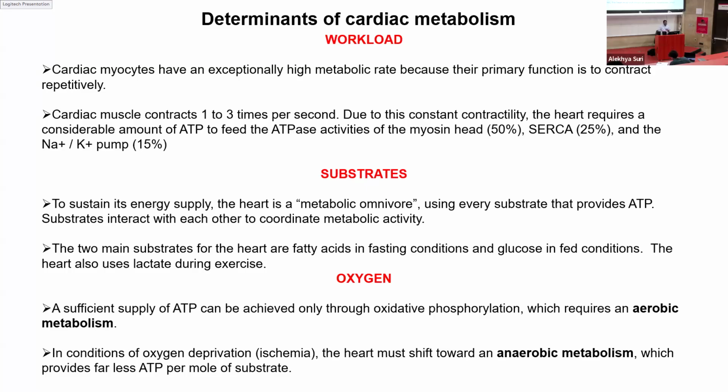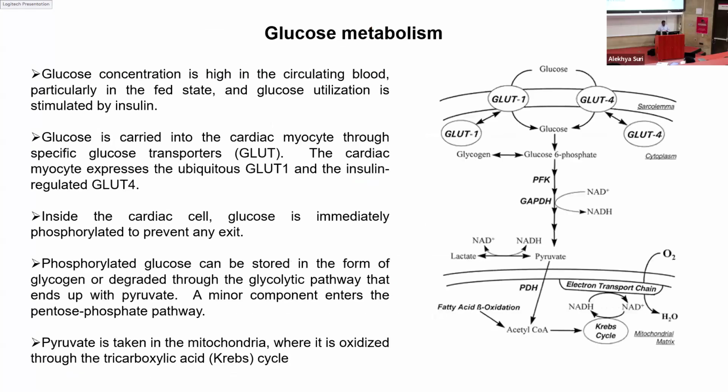So whether the oxygen is available or not, the system will switch over to produce ATP molecules. Even in some conditions, it will break down the ATP molecules and produce ADP and AMP molecules to supply the myosin and sodium potassium ATPase. So these three factors are therefore the important determinants of cardiac metabolism: workload, substrate, and oxygen. So depending on the changes, the metabolic system will be altered.